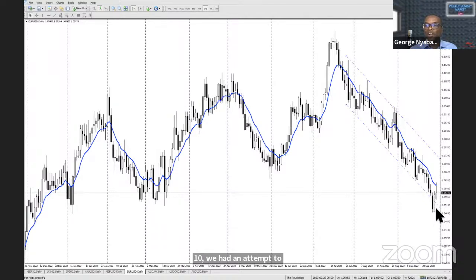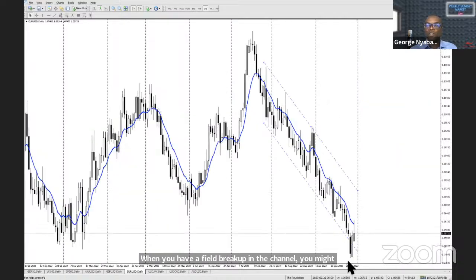When you have a failed breakout beneath the channel, you might get bullish price action to get up to the top. Failed breakout below, bulls might come in, but when they get to the top of the channel, you can expect there to be some form of reversal like we had here. So before we had this larger frame, you could have looked at how price was contained.